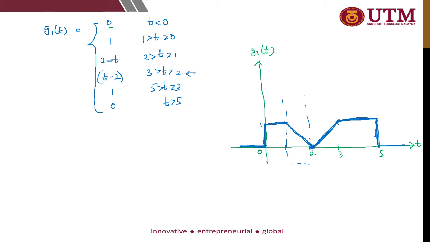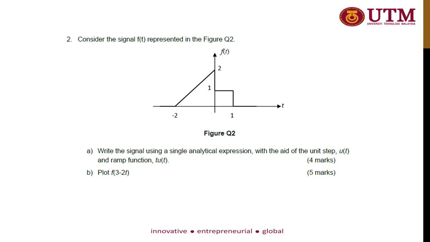All right, thank you. Let's proceed with the next example. Let's move on to question number 2. Consider the given signal f(t) in time domain. Write the signal using a single analytical expression with the aid of a unit step u(t) and ramp function. You need to write down the mathematical equation for the given signal in both unit step and ramp function, and this carries 4 marks.